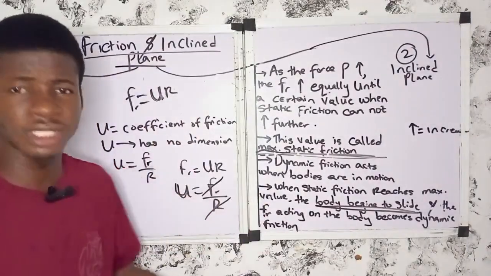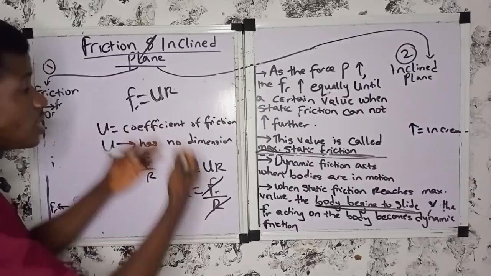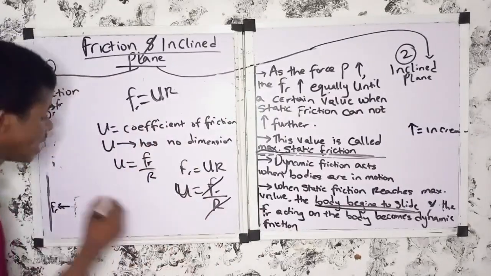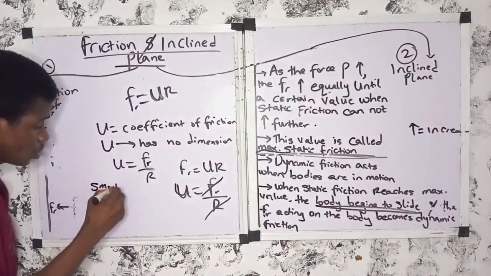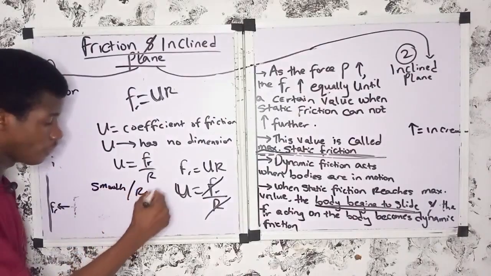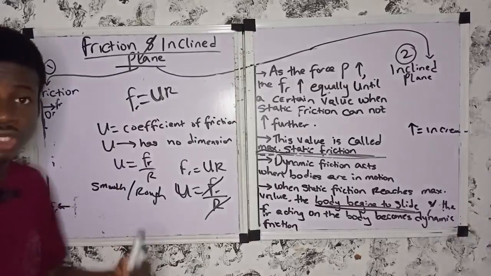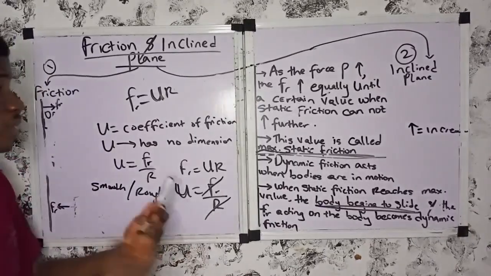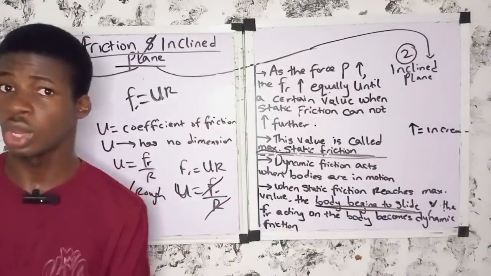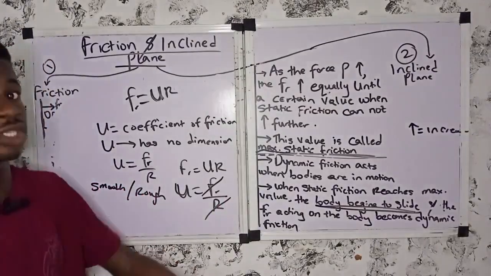Now the coefficient of friction tells us whether a surface is smooth or rough. I don't know if you understand. Okay, so this U, which is known as the coefficient of friction, tells us whether a surface is smooth or whether a surface is rough.